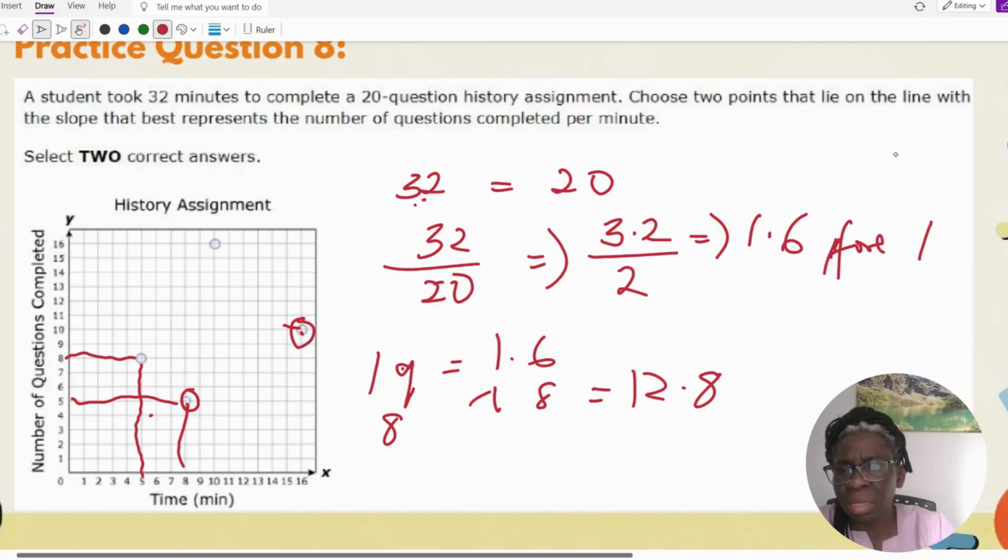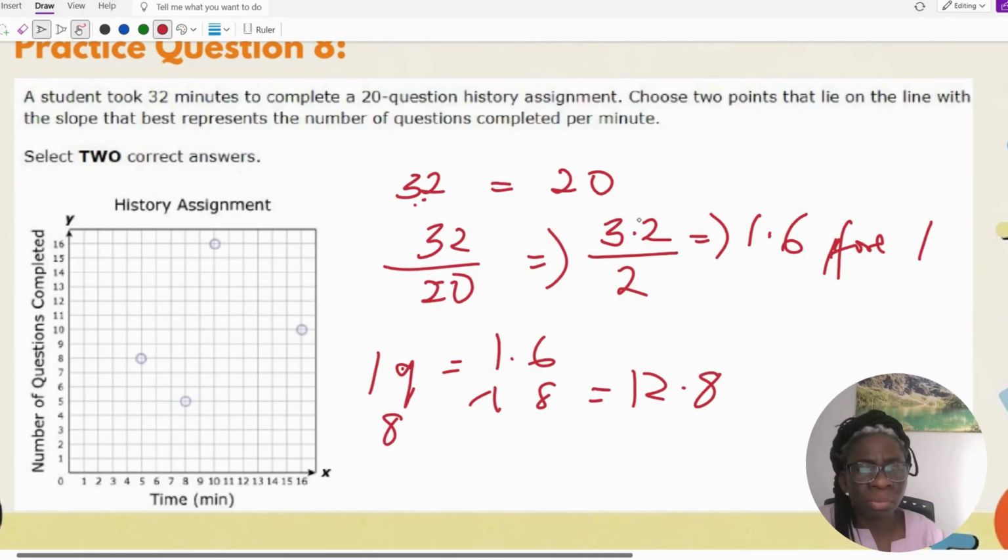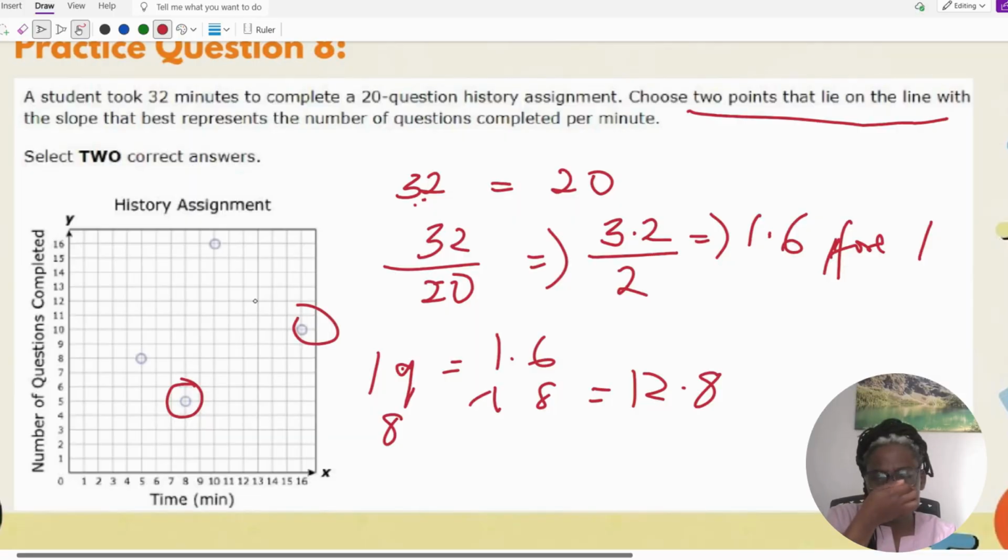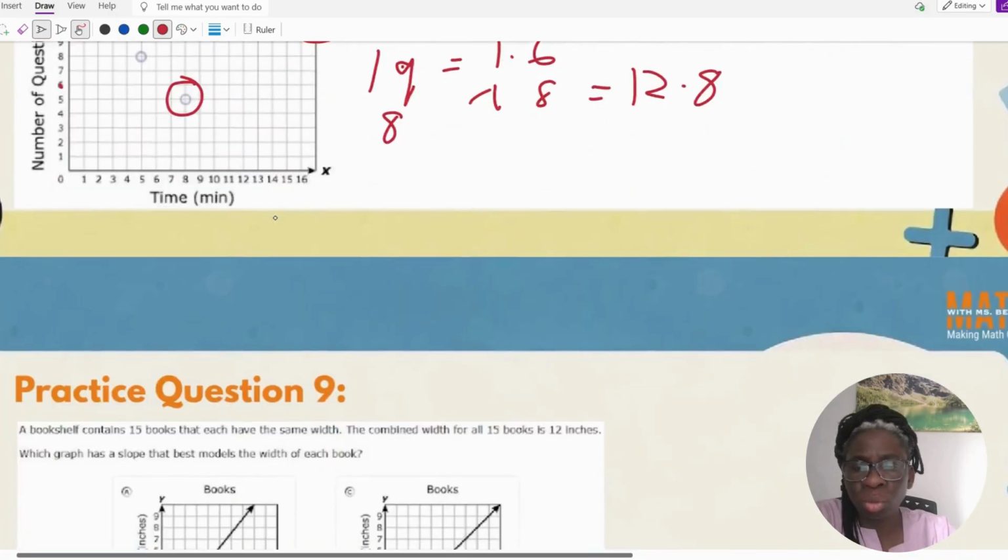So the question asks which two points are correct. Choose 2 points that lie on the line with the slope. So this and this are the points that lie on the line. So you first find 1 minute, then when you find the time for one question, you can multiply the number of questions to get the time it took to complete it.